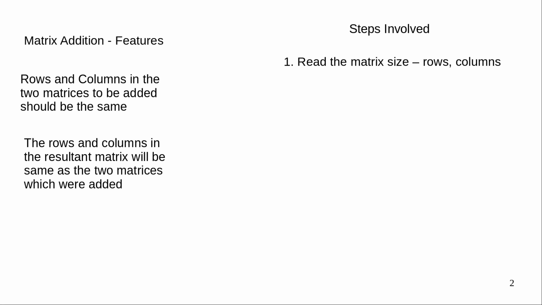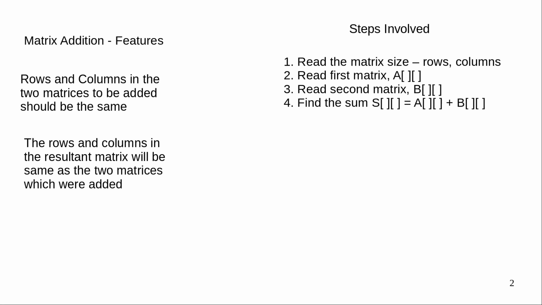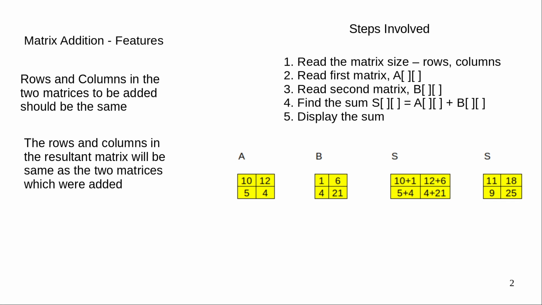First we have to read the matrix size, that is the rows and columns in a particular matrix. And then knowing the size, we have to read the first matrix. After that we read the second matrix, and then we find the sum of these two, and then finally we display the sum. Okay, so if you take an example, say imagine we have two matrices here, A and B.